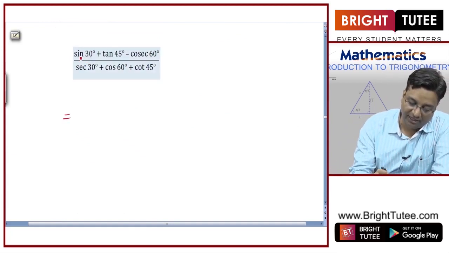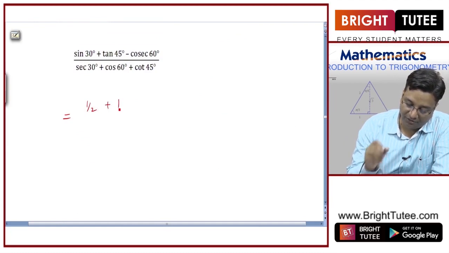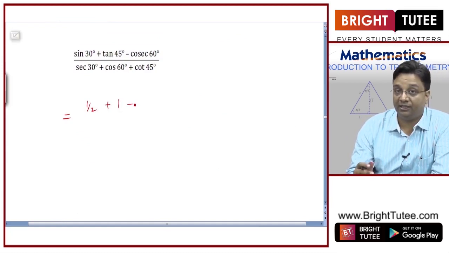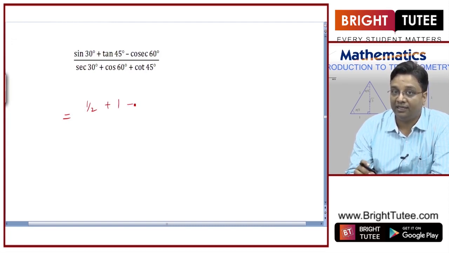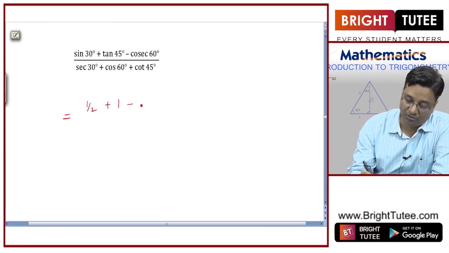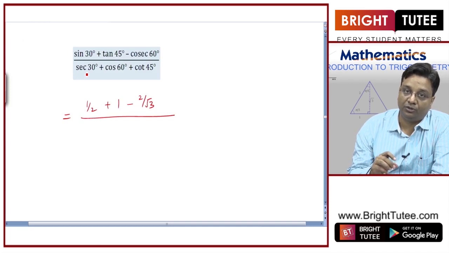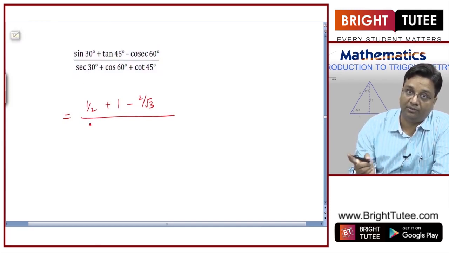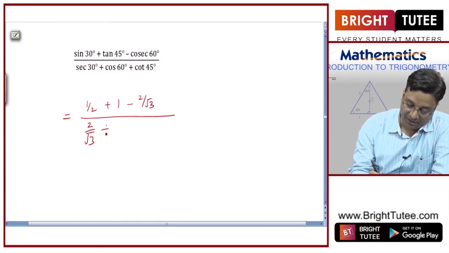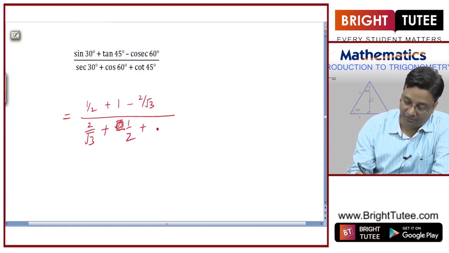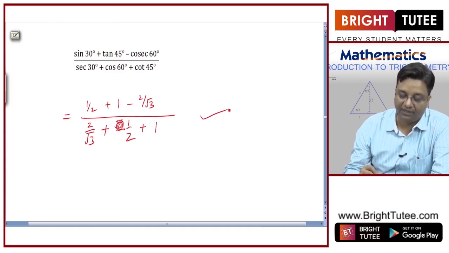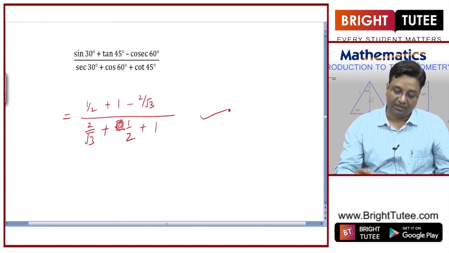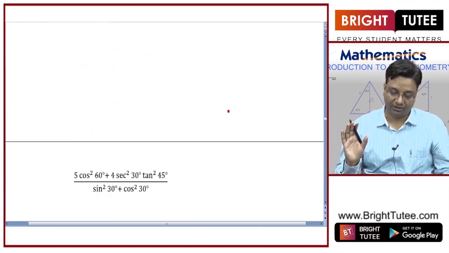So let me put the values directly here. Sin 30 is 1 by 2, tan 45 is 1, cosecant 60 degree is just the reciprocal of sin 60 degree. Sin 60 is root 3 by 2, so it is 2 by root 3. Secant 30 is reciprocal of cos 30, which is root 3 by 2, hence this is 2 by root 3. Cos 60 is 1 by 2. What is cot 45? Cot 45 is 1. Right? Now you simplify this expression and this is your answer. You just have to put the values and simplify the expressions.